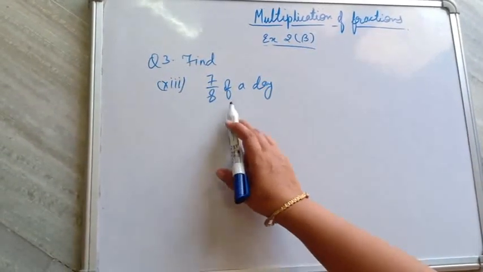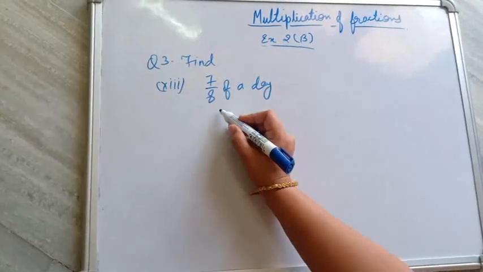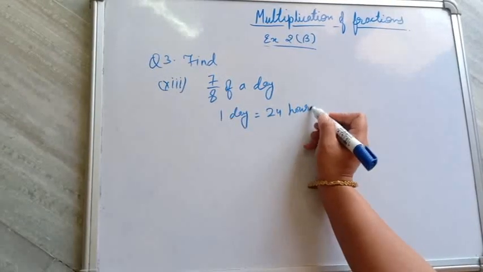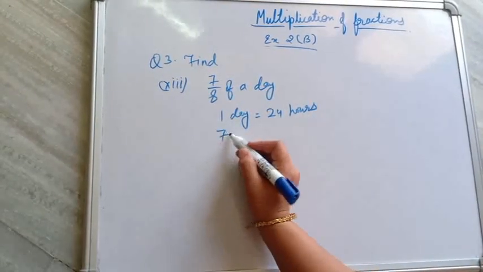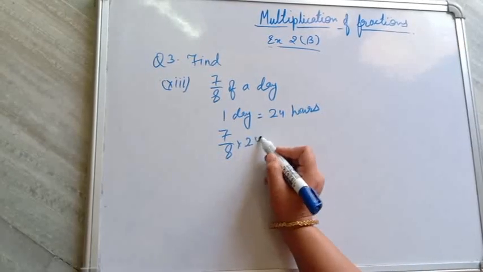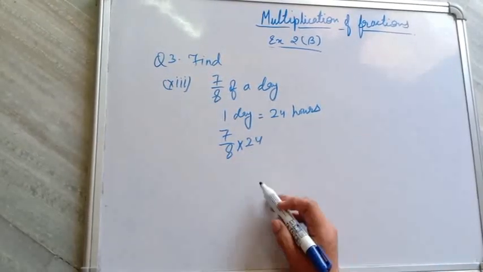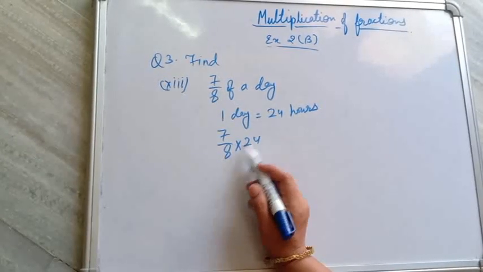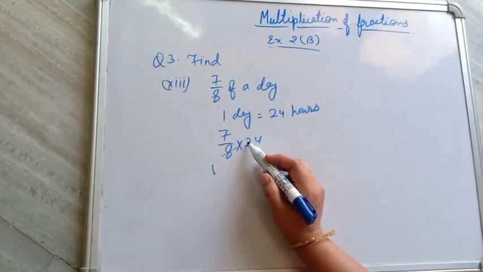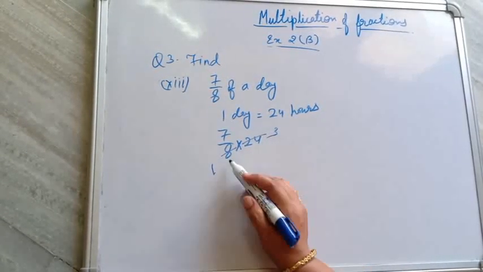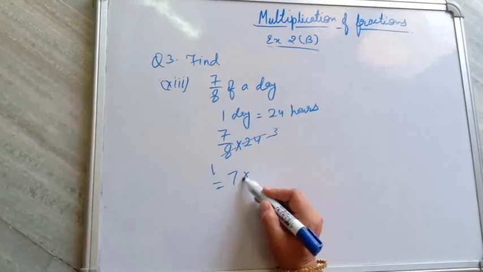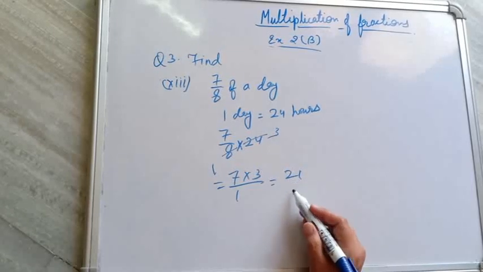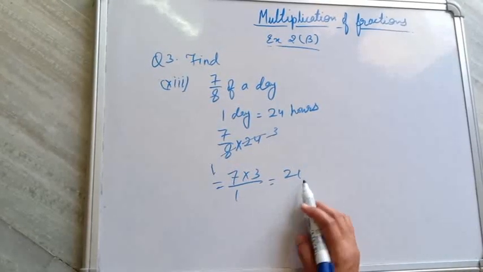Next is 7 by 8 of a day. So as we know that in one day, there are 24 hours. So 7 by 8 multiplied by 24, because we have converted one day into 24 hours. Now 8 and 24 both are divisible by the same number, so we can cancel them. 8 1s are 8, 8 3s are 24. Now what is left here? 7 multiplied by 3 upon 1. 7 3s are 21, 21 upon 1 can be written as only 21, 21 hours.